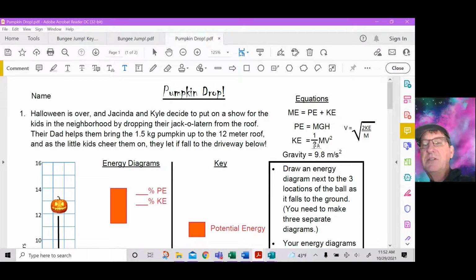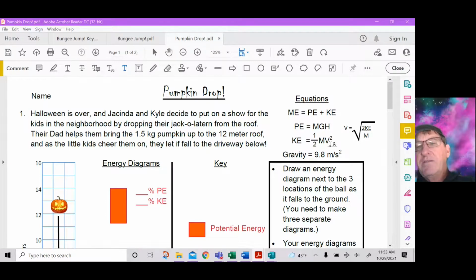First, I multiplied by 2 to get rid of the 1/2. But if I multiply this side by 2, I have to do that also. So I end up with 2ke. See that right there? 2ke. Then to get the v by itself, I have to divide by m. So I get 2ke over m. But wait a minute, that would give me v squared.